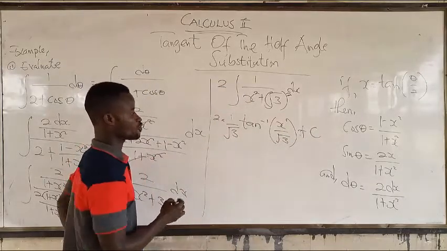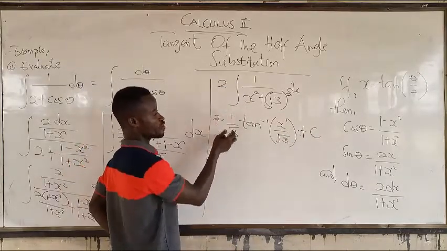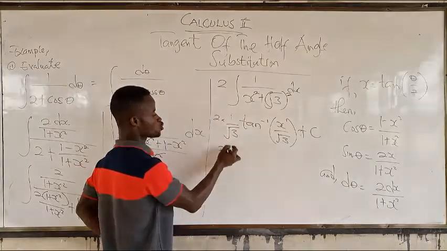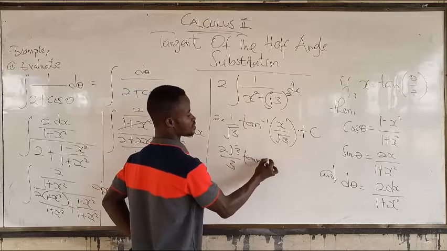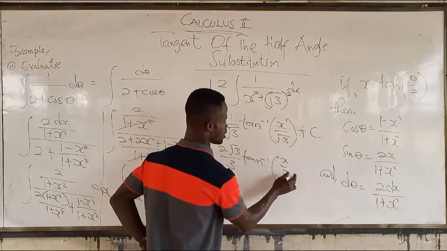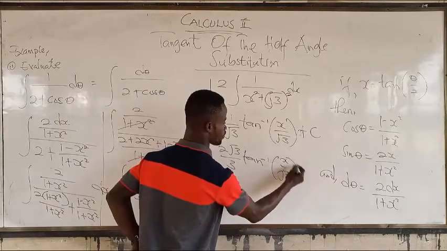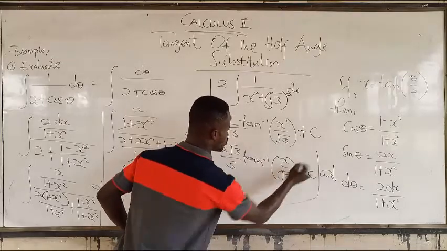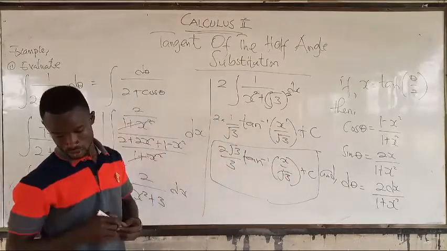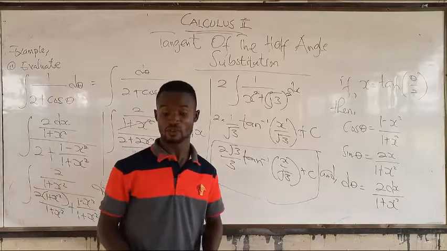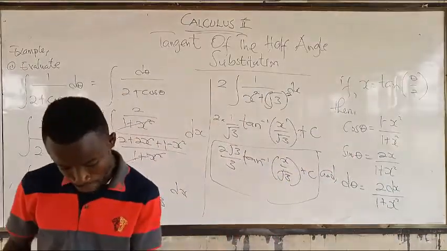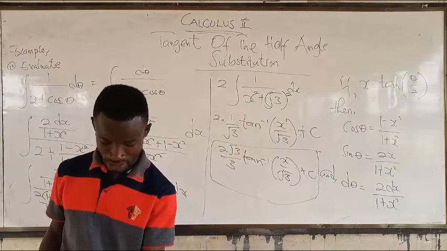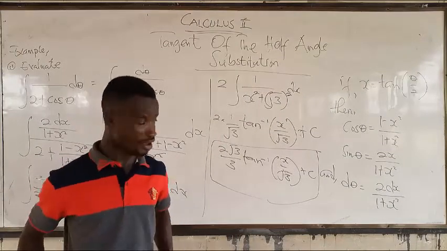Alright, so that is what we have, and therefore, when you rationalize this, you are going to get 2 square root of 3 over 3 tan inverse of x over square root of 3 plus c. So that becomes your final result for such a case.